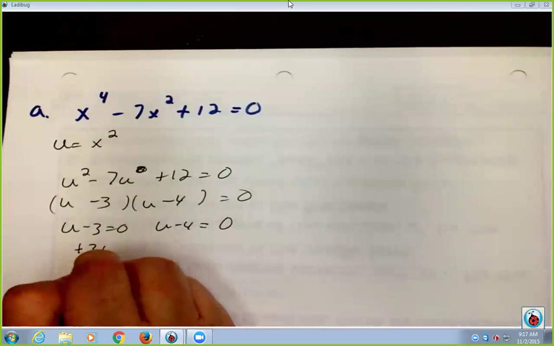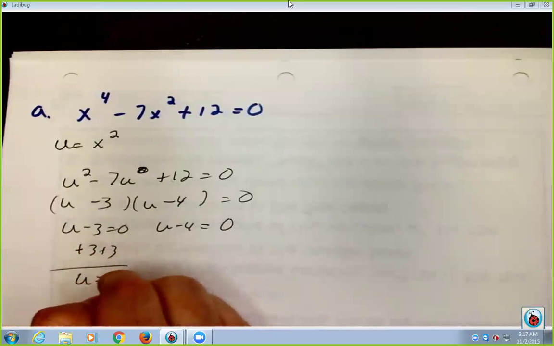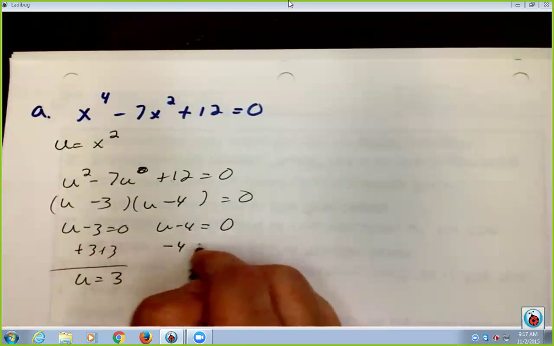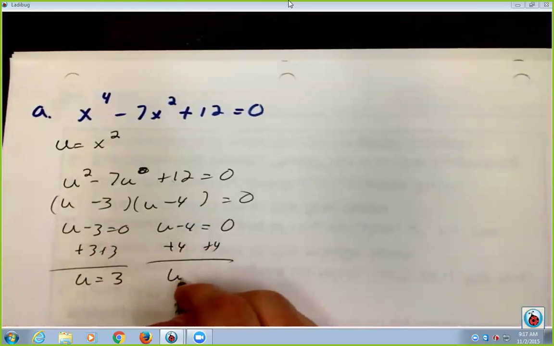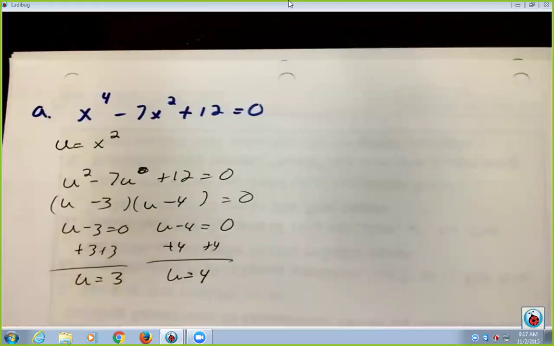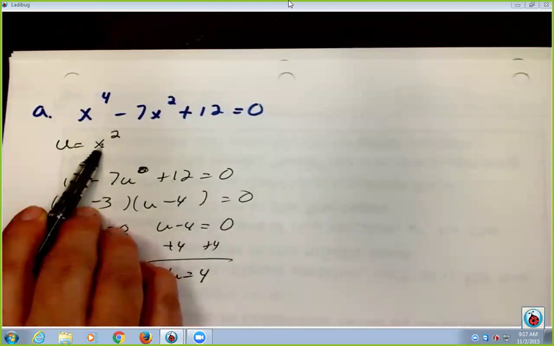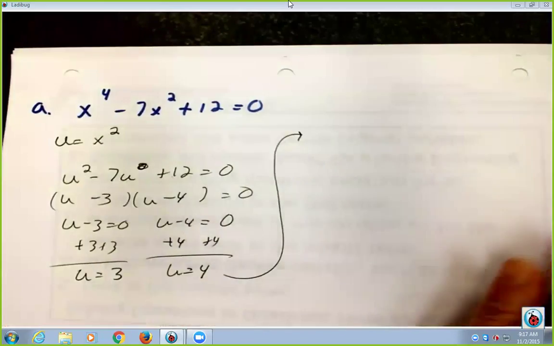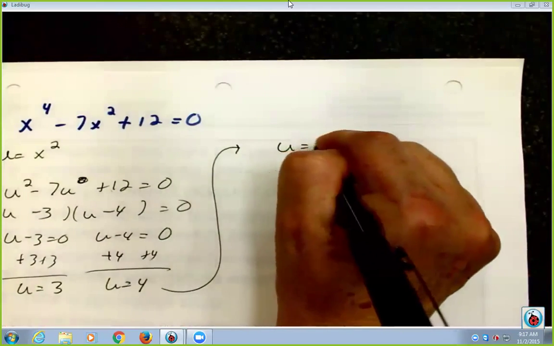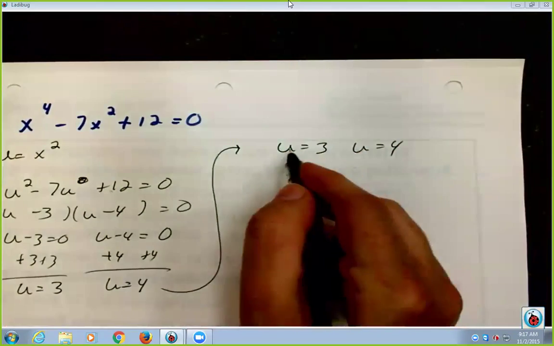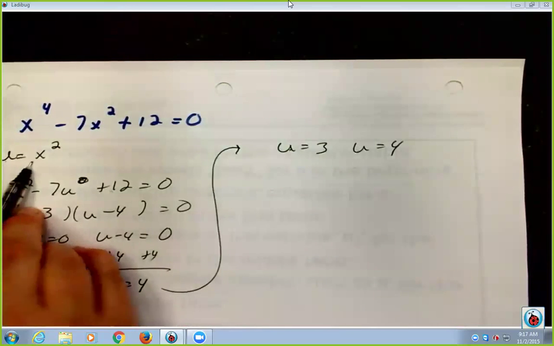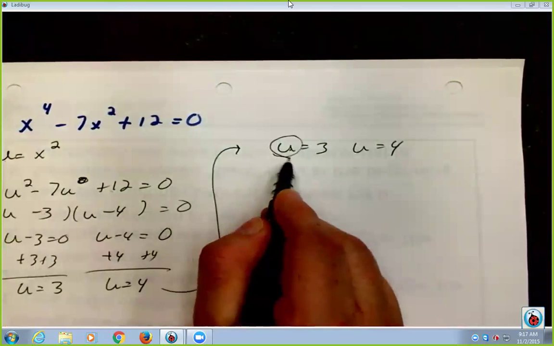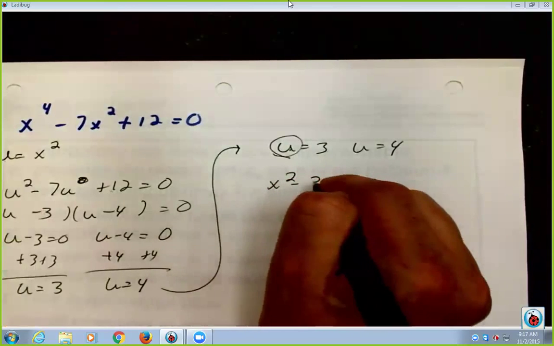And I'm going to add 3. So I find u could be 3. And I'm going to add 4. And u could be 4. Okay, but that's u. That's what u means. That's not what the x value means. So now we're going to take these 2 answers and replace u with what it's equal to. So we're going to take this u out, and we're going to put x squared in its place.